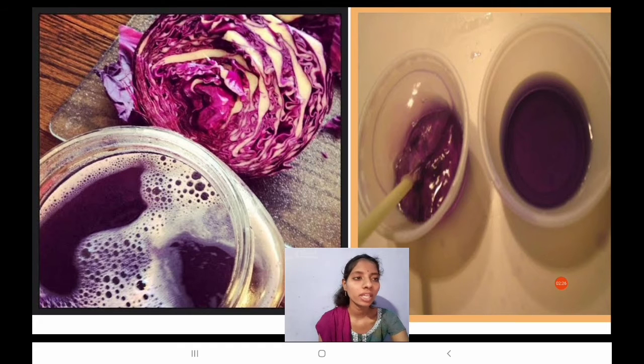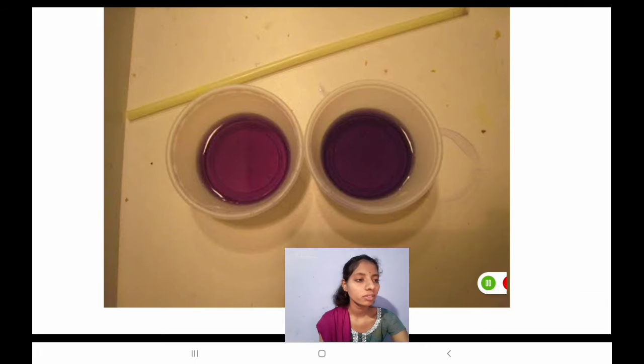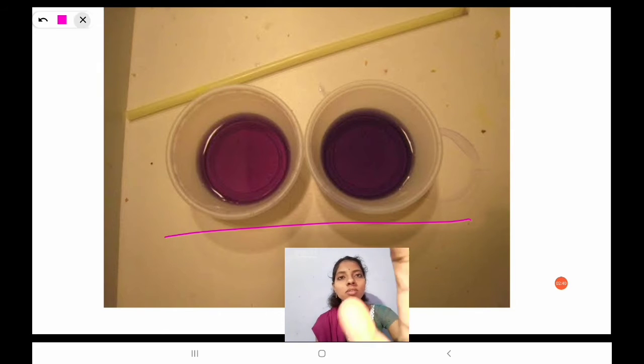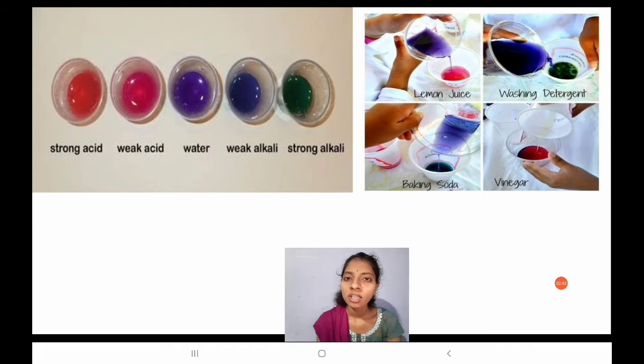We take it into crucibles like this. You can observe this is the red cabbage solution. Here we are going to find the acidic or basic solutions. If you add an acid into the red cabbage solution, the solution turns red. If we add a basic solution into that crucible, we can observe the solution turns blue in color. So, by using this, we can identify the acid and base solutions.